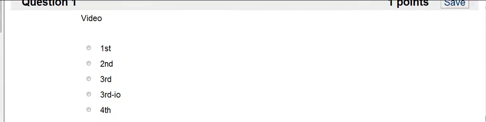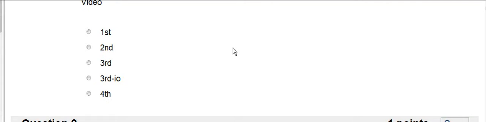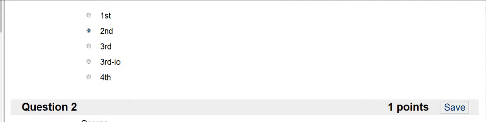The first verb we see is video. Anytime you see a verb ending in EO, this will be very easy because it is automatically second. All verbs that end in EO will be second.